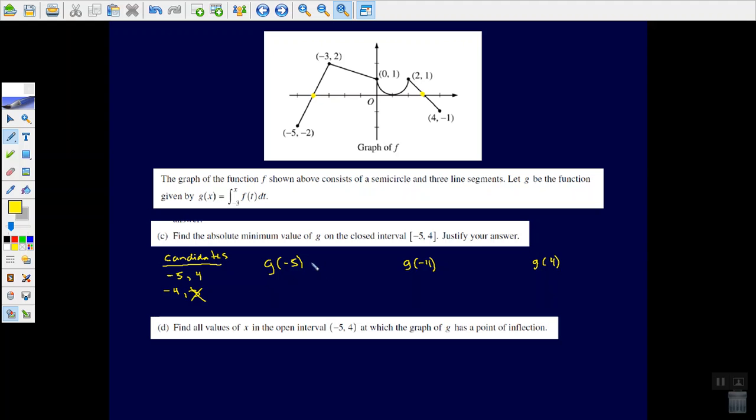Okay, now in each of these, we'll use the definition of g as a definite integral from -3 to x, which in this first one is -5. This one will be from -3 to -4. This one will be from -3 to +4.